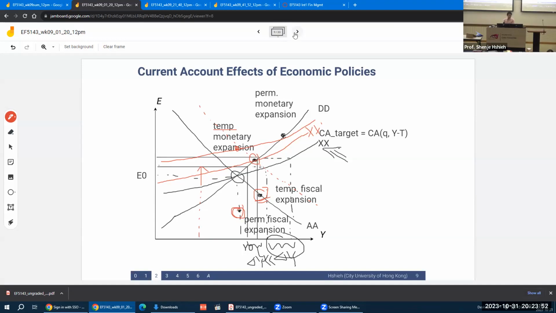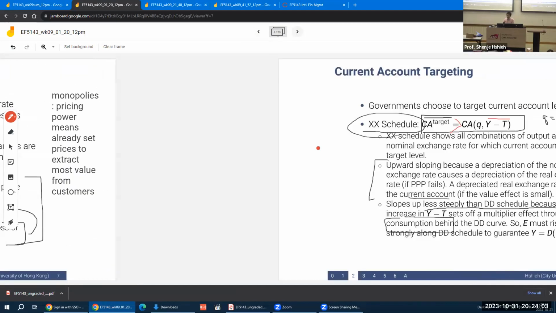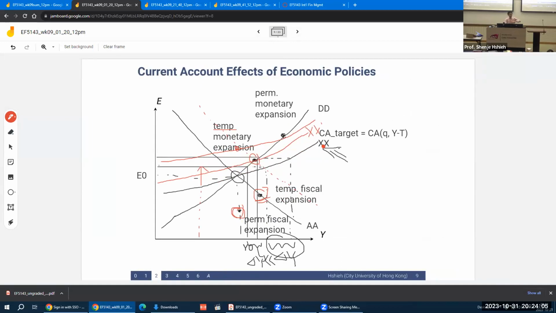All right. I hope I didn't go too fast, but I hope the explanation of why the x-axis curve is flatter is clear. It's different because there's no consumption part. Yeah, that's why it's flatter. That's key point number one.